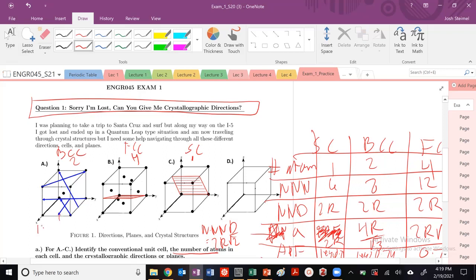I'm going to call this number one. So what is my finishing point? It's going to be 1/2. Actually, it's going to be 1.